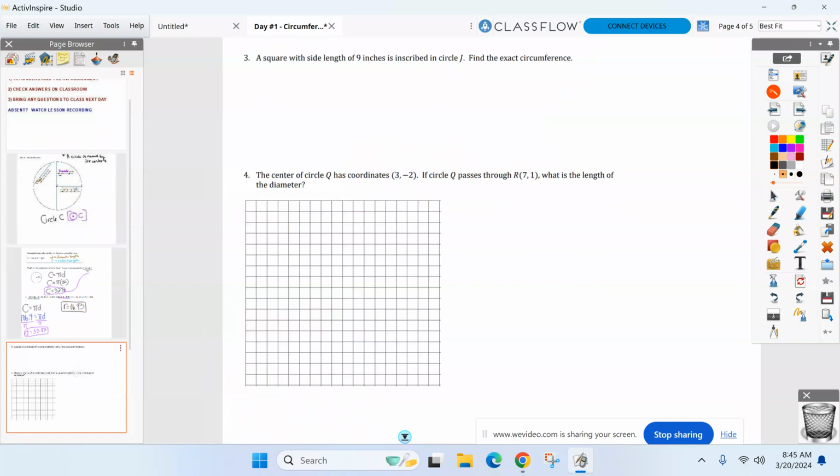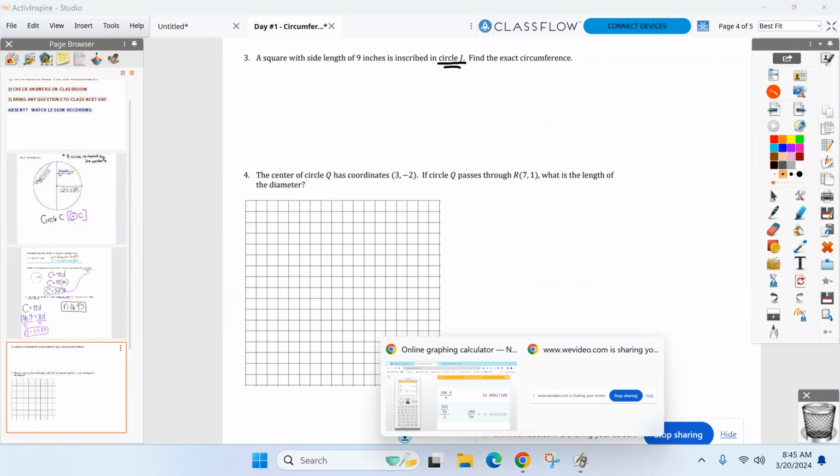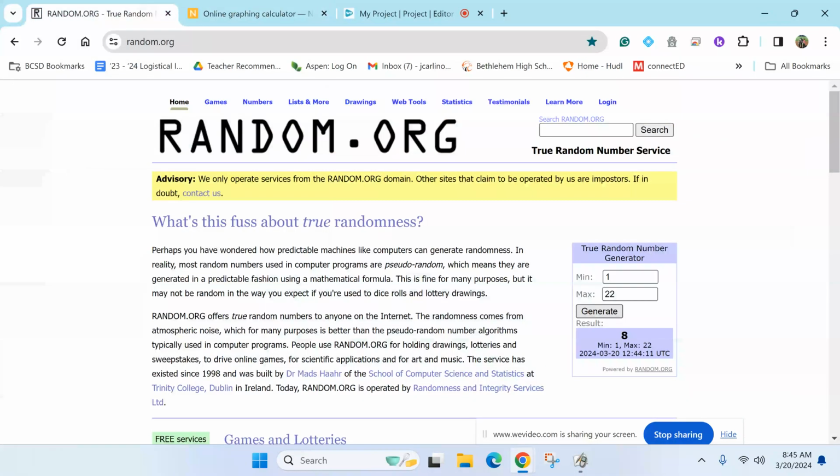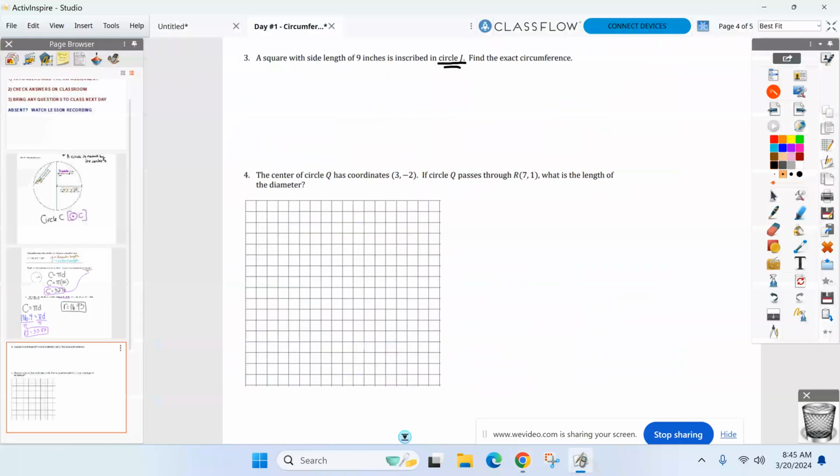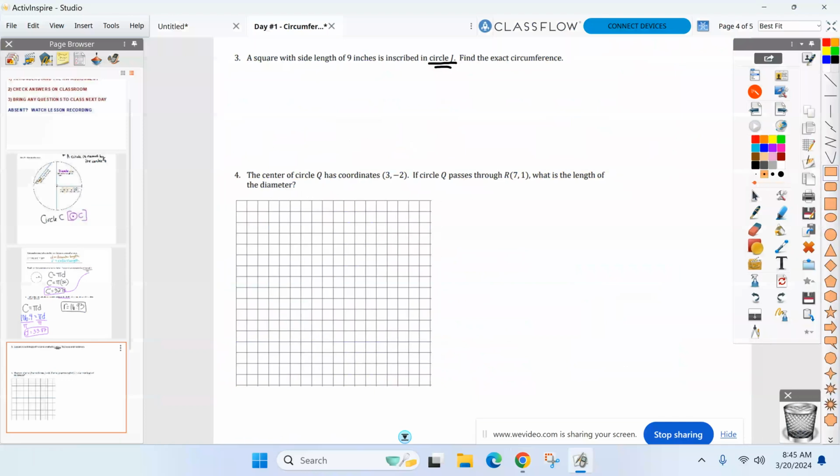Circle J. Well, first, let's talk about this. Circle J. What do you know about point J then? When I make a diagram here, what are you going to know about point J based on our discussion at the beginning of class? What do you know about point J there, Lauren? It's the center, right? So when we draw this circle, we better have J in the middle right there in the center.